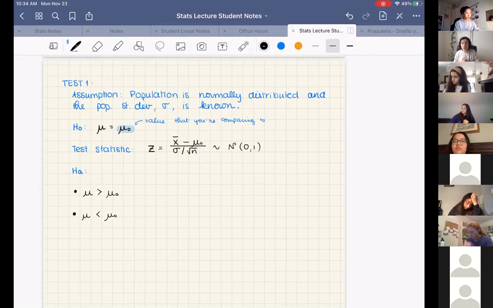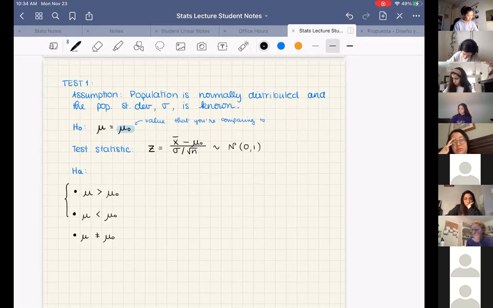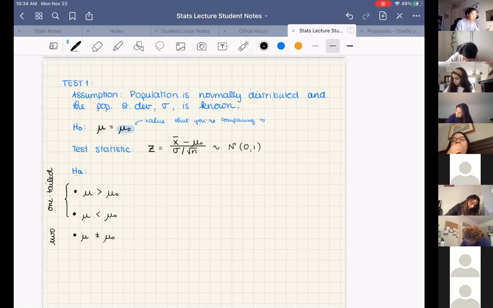And sometimes it is possible that you're trying to show that the mean is not necessarily higher or smaller than the value, but rather just different than a given value, right? So sometimes you're going to say that mu is different than that value if you have no reason to try to show that the mean is either larger or smaller. These two are called one-tailed tests, whereas this one is called a two-tailed test.